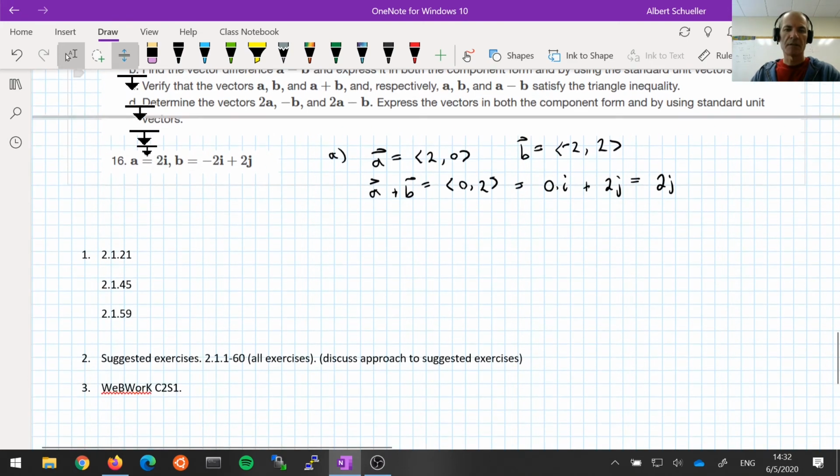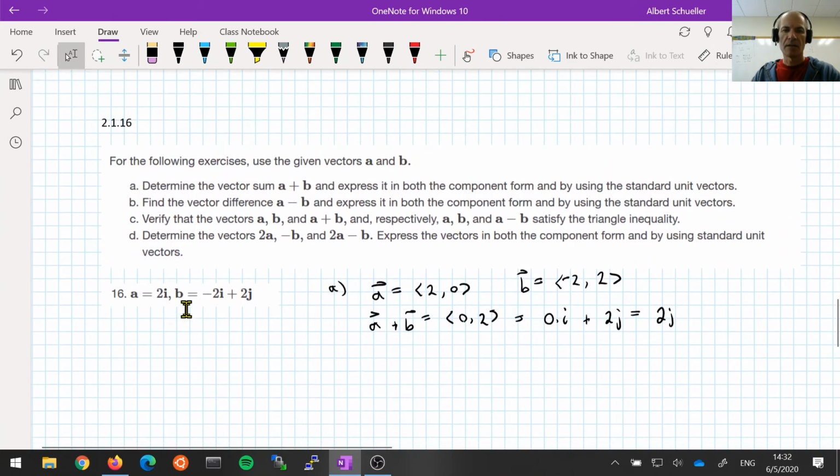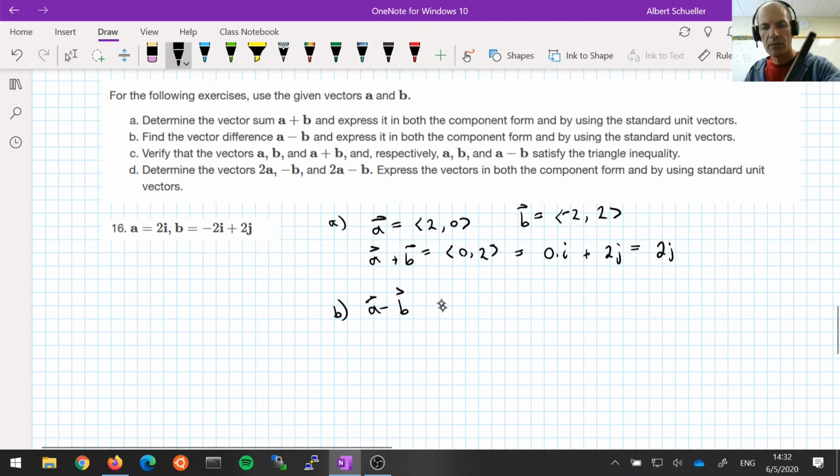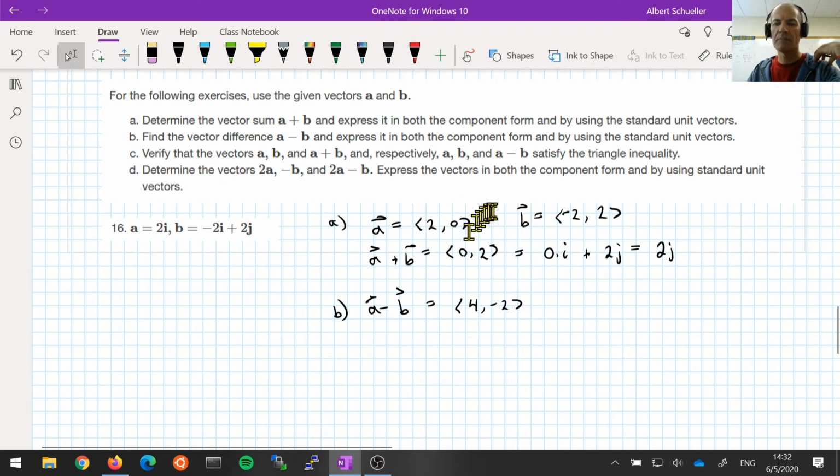So that's part A of this exercise. Let's continue on here. Part B, find the difference and express it in component form. All right, so for the difference, A minus B, again, we have the advantage now of having computed the component form. So we can look at 2 minus -2, which is 4, and 0 minus 2, which is -2. Make sure you always go in the same order, A minus B, A minus B. All right, and in component form, this is just 4i minus 2j.